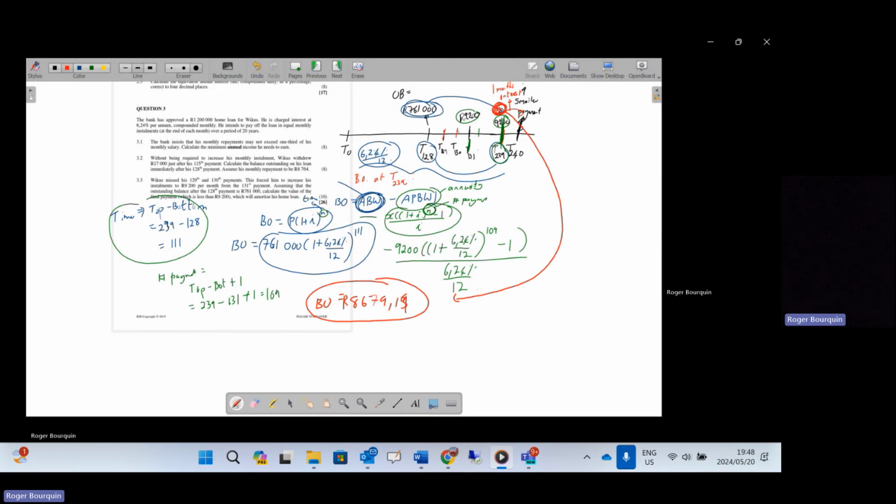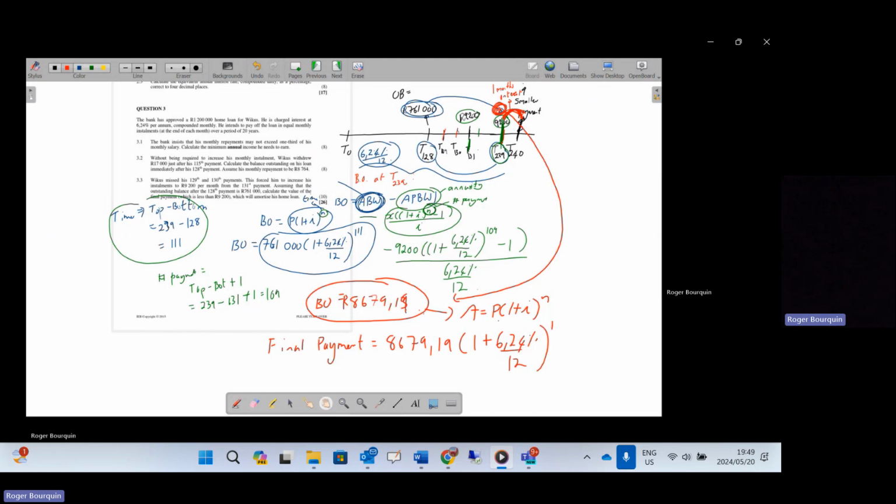But the last payment only happens at T240. The bank does nothing for free, so they're going to charge you a month's interest on that balance outstanding. To figure out that month's interest, we're simply going to use the compound interest formula and apply it for a month: A is equal to P times (1 plus i) to the n. So your final payment is going to be what you owe them, which is 8,679 Rand and 13 cents, and 1 month's interest, so it's going to be 1 plus 6.24% over 12, all to the power of 1 month.